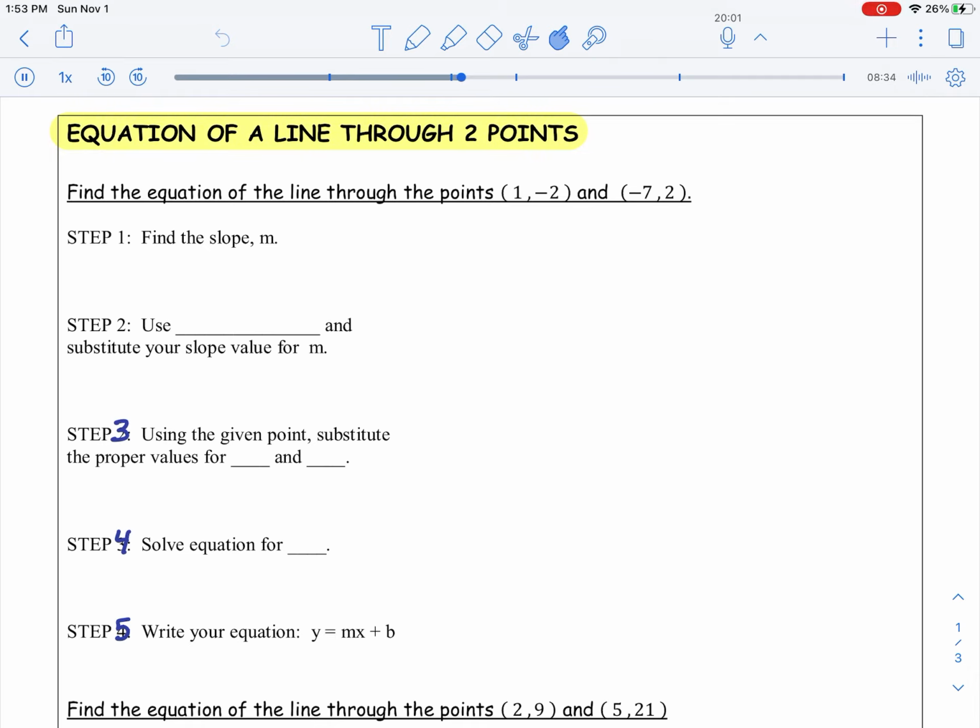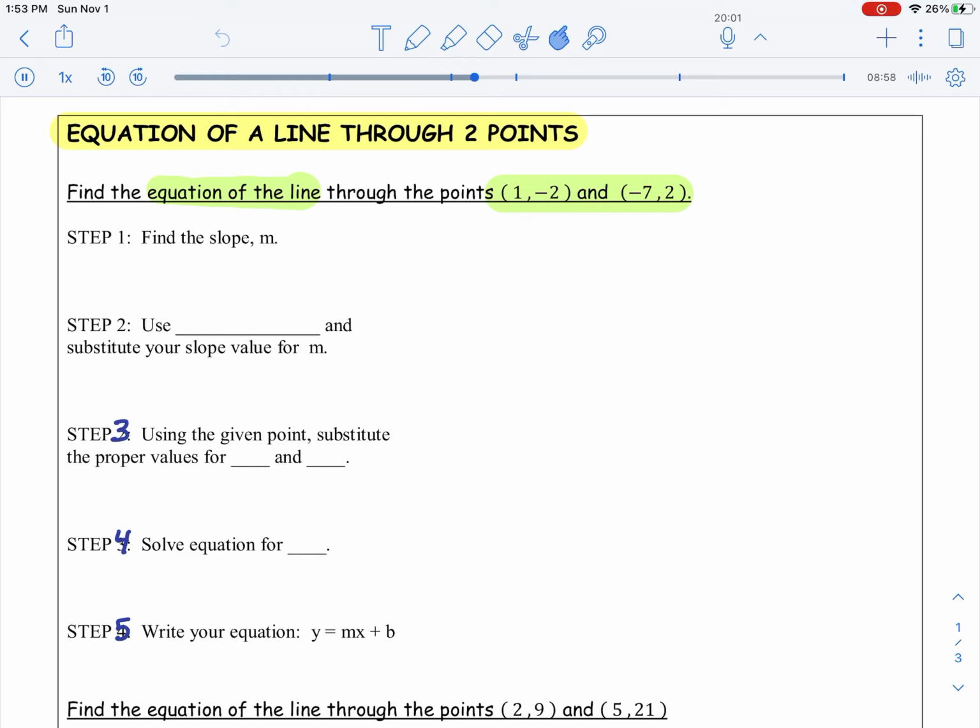So here's my first set of directions. Find the equation of the line through the points (1, -2) and (-7, 2). Now, as you might have deduced already, you know how to do this. You've been doing this. But instead of breaking the steps apart, we're putting it all into one problem.